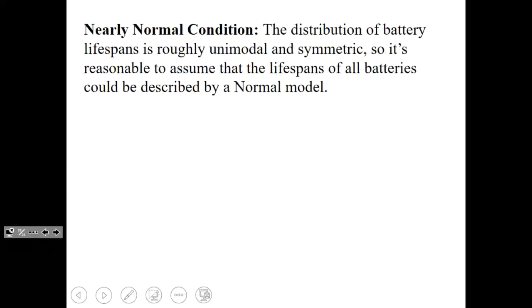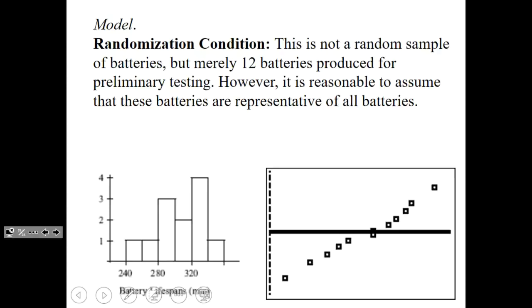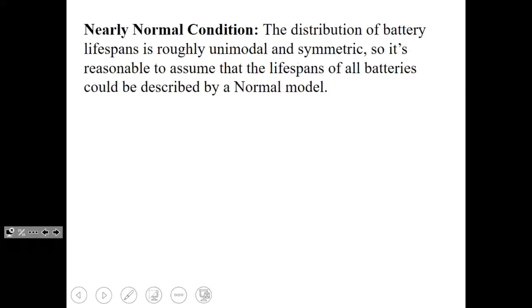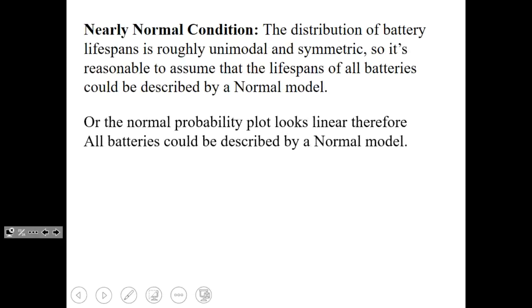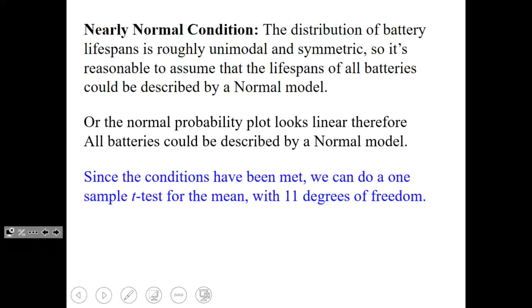So I think I've met it. It was roughly unimodal, it was roughly symmetric, but really it was the normal probability plot that sold me that I probably have a normal model that can describe these batteries. So since the conditions have been met, we can do a one-sample t-test for the mean with 11 degrees of freedom, one less than our sample size.